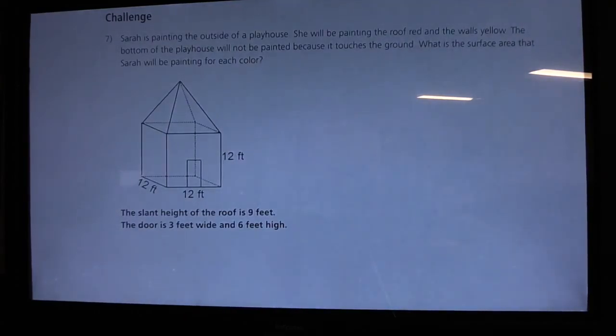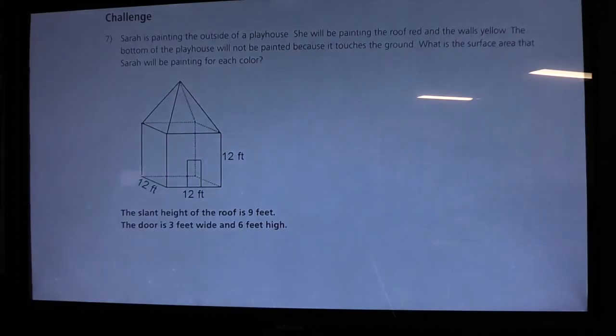What is the surface area that Sarah will be painting for each color? So we need to figure out how much surface area, essentially the roof, will be painted red, and how much surface area, essentially the walls, will be painted yellow.